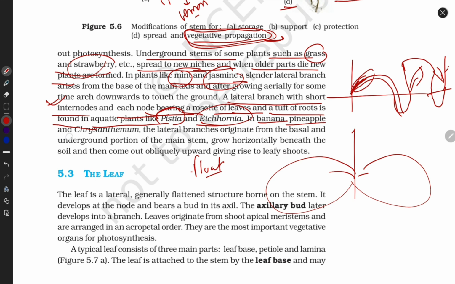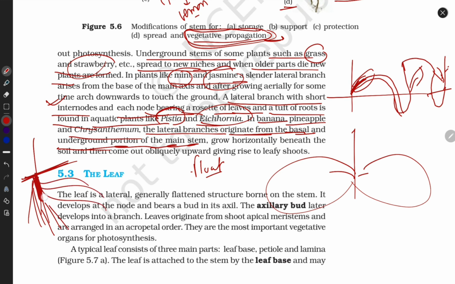In banana, pineapple, chrysanthemum, the lateral branches originate from the basal and underground portion of the main stem. Means some stem part is embedded in what? Soil. We know now only the root part is here, but the stem part is embedded here. Now here they give rise to what? Root.